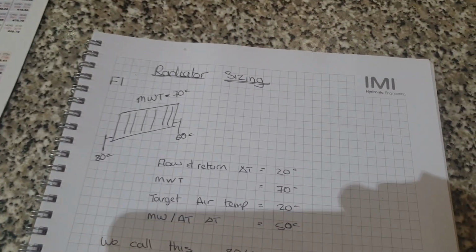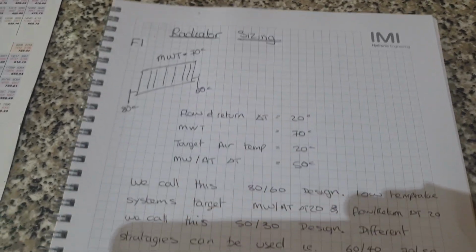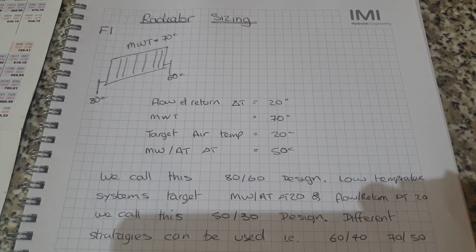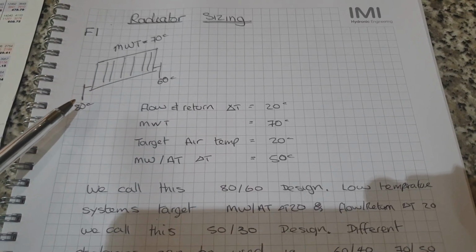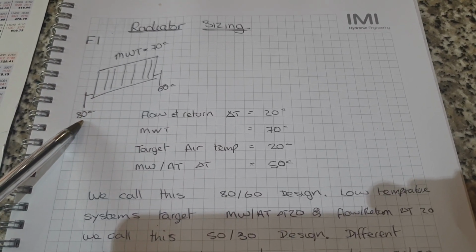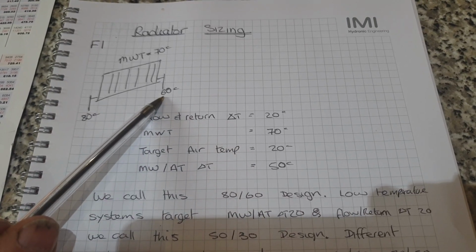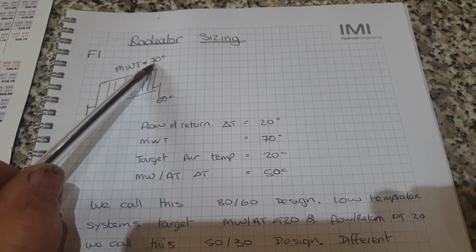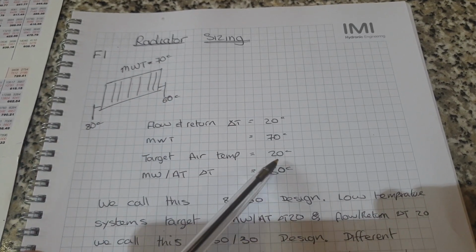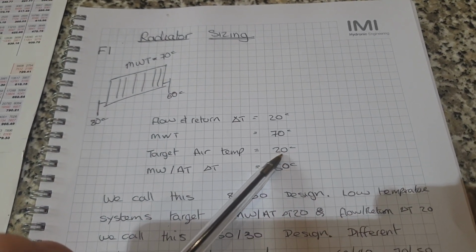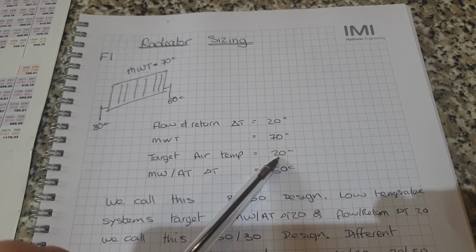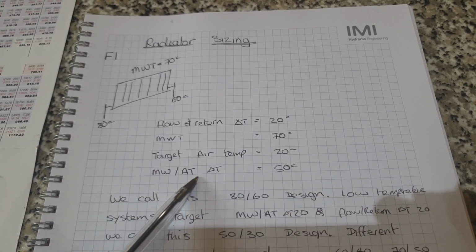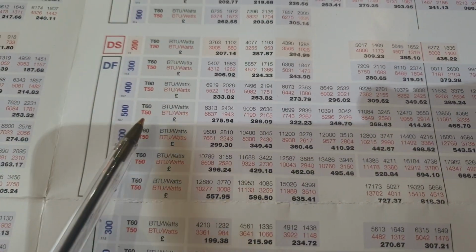Right, so F1. On modern systems, now let me explain delta T 50 for you to start with. If you look at the radiator catalogue, delta T 50 is designed with a flow temperature of 80 and a return temperature of 60, which gives us a mean water temperature of 70, and the target air temperature we assume to be 20 for this design criteria. And the difference between the mean water temperature 70 and the 20 is 50. So we state the mean water to air temperature delta T as being 50 C. As we saw in the catalogue, that delta T is here.